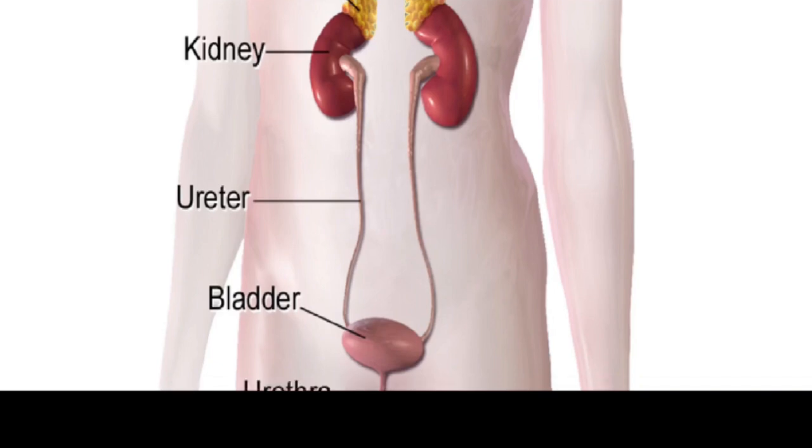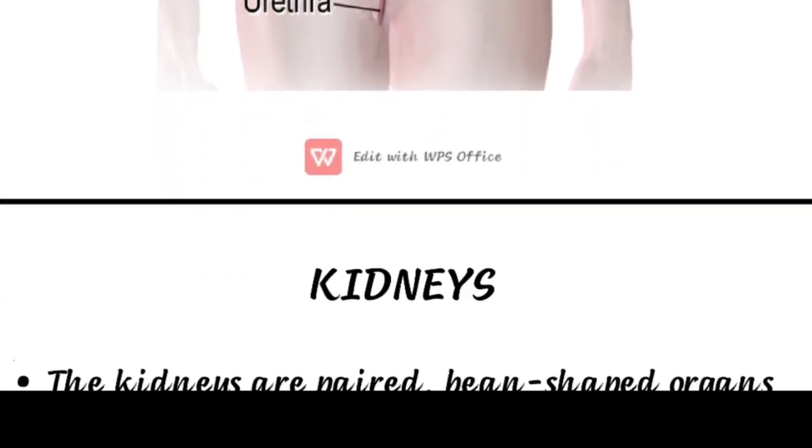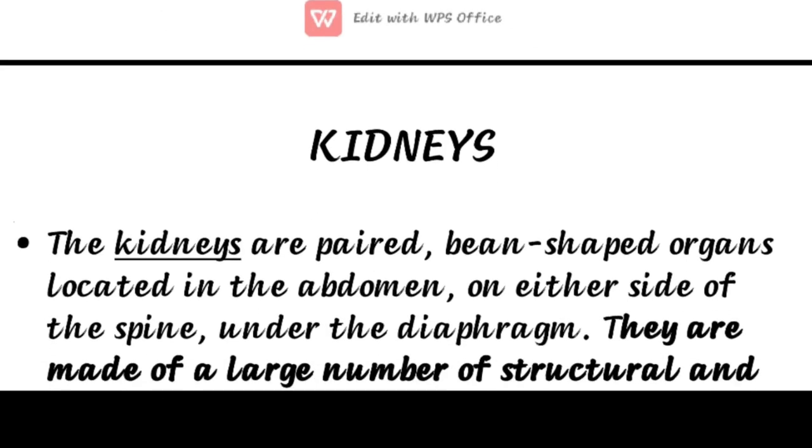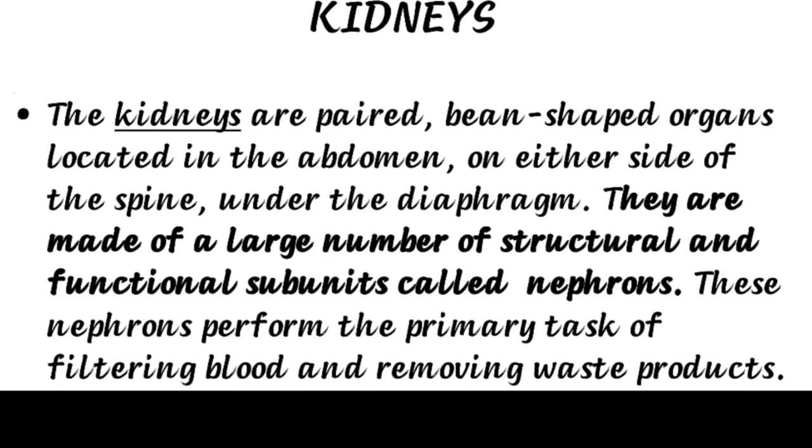So the next topic is, what are the functions of the kidney? First thing is, what are kidneys? Kidneys are bean-shaped organs. These are located in the abdomen on either side of the backbone, and these are your basic filtration unit.